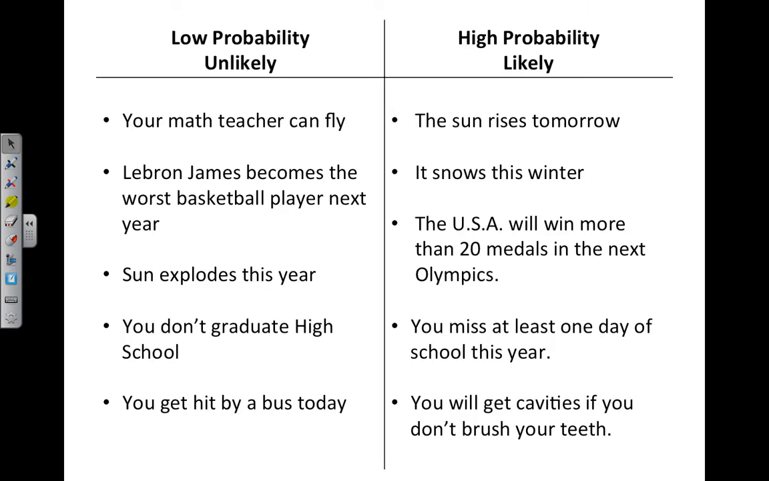Notice that I'm not using the word possibility, I'm using the word probability. Low probability: these things are unlikely to happen. Perhaps they are possible, perhaps not, but they are low probability. They are unlikely to happen. Your math teacher can fly. That is probably not true. That probably will not happen. There is a low probability.